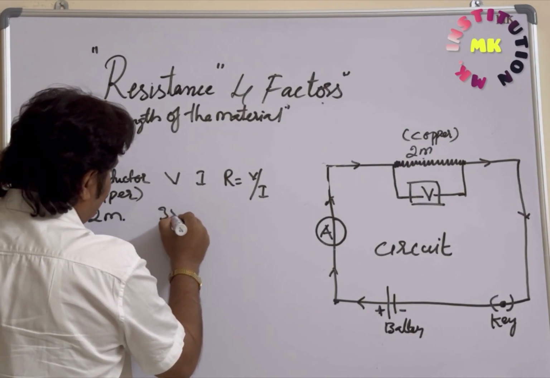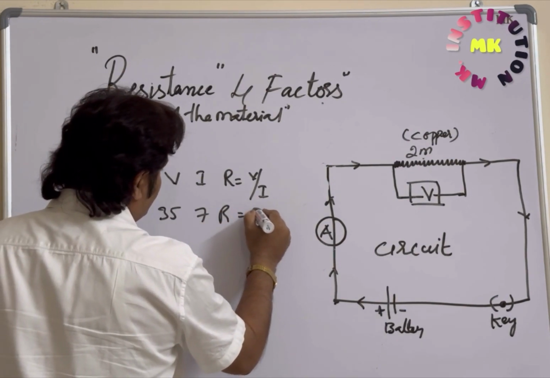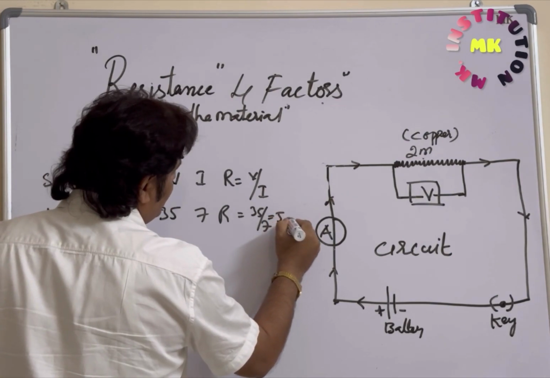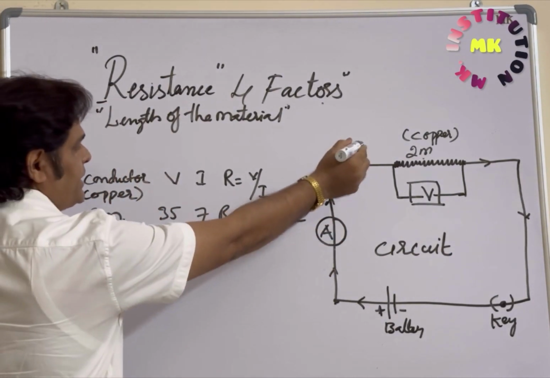Example 35, then here 7. Clear? So what will be the resistance here now? 35 by 7, 7 5s are 35. 5 ohms. First reading.